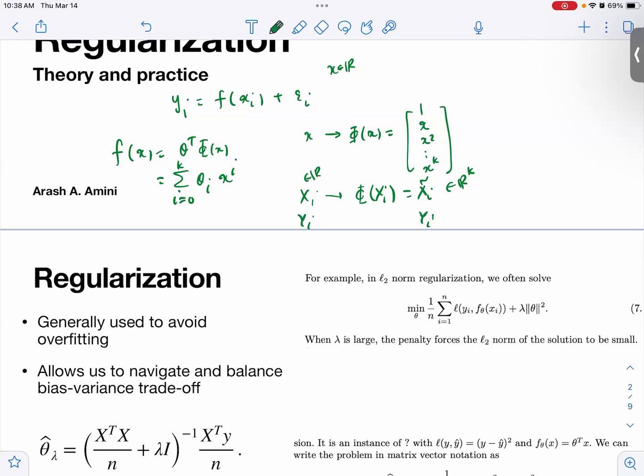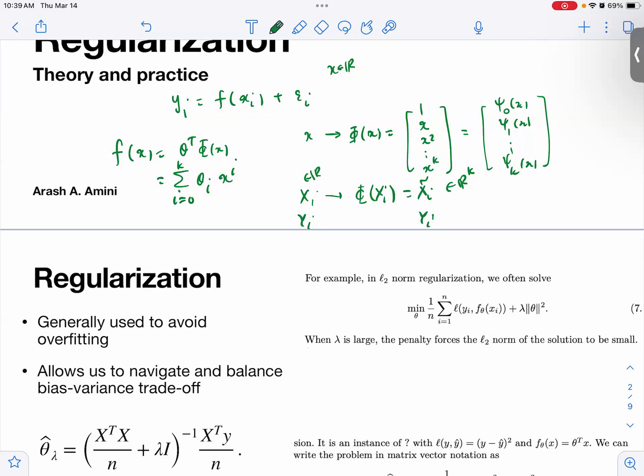This doesn't have to be like this. It could be a general basis function, like psi_0 of x, psi_1 of x. This could be an orthonormal basis, for example sines, a Fourier basis. This is a polynomial basis. You can get different polynomial bases or other bases of the space, and so on.